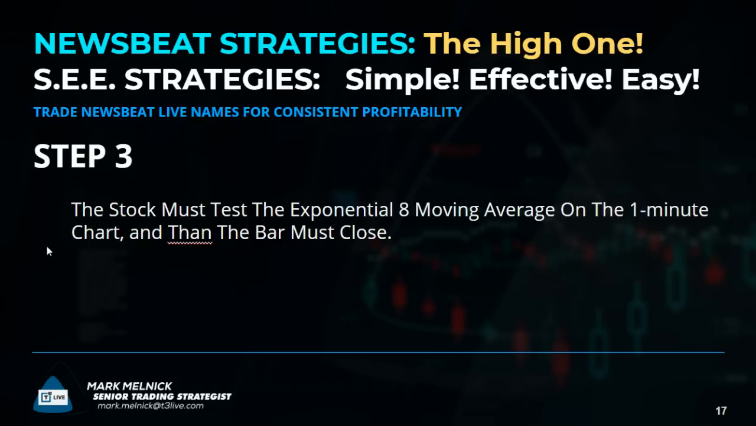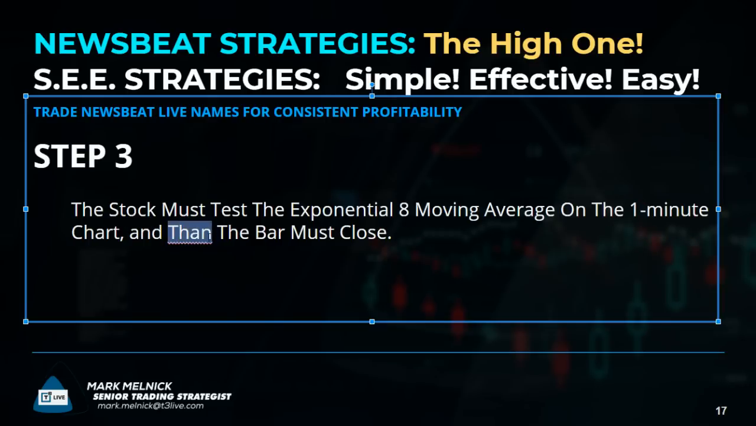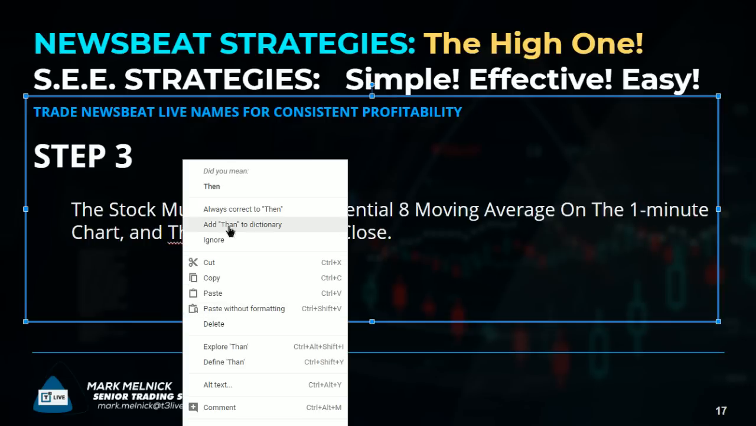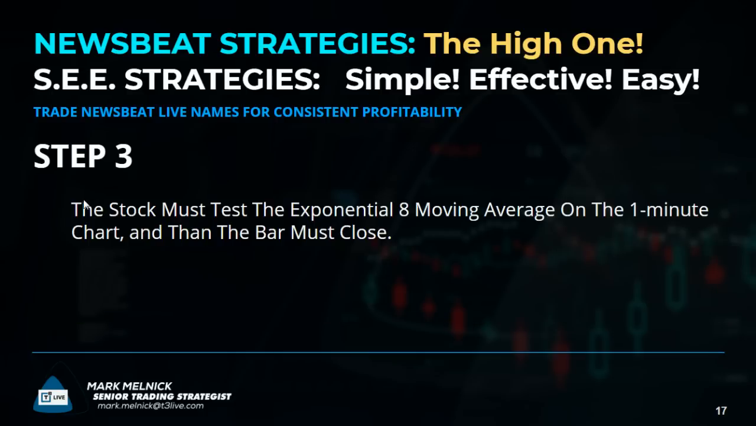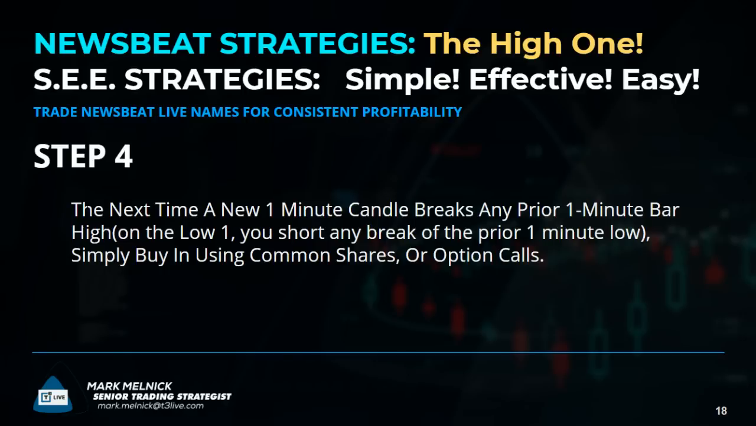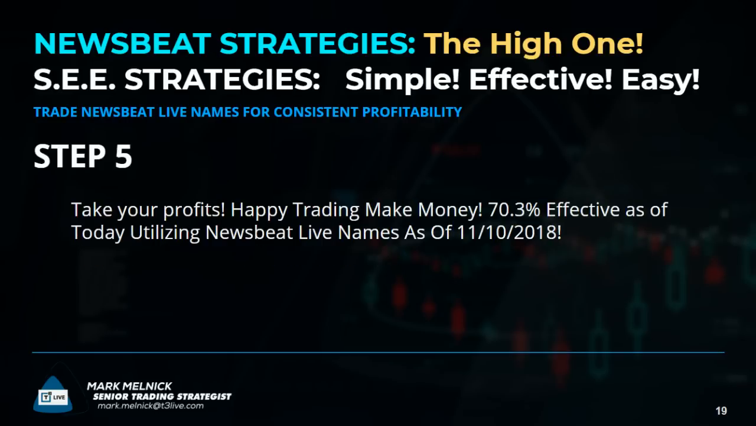Step three, then, is not a word. Let's add that to the dictionary. The stock must test the exponential 8 moving average on the 1 minute chart, and then the bar must close. Step four, the next time a new 1 minute candle breaks any prior 1 minute bar high or low, if we're talking about an upgrade, it's high because we're buying. If we're talking about a downgrade, it's low because we're selling. Simply buy in or short in using common shares or options. Step five, take your money.